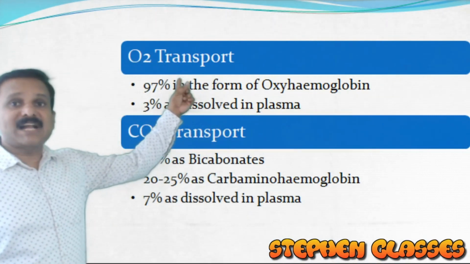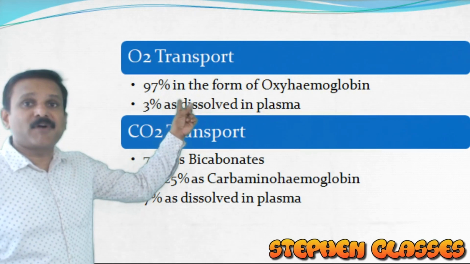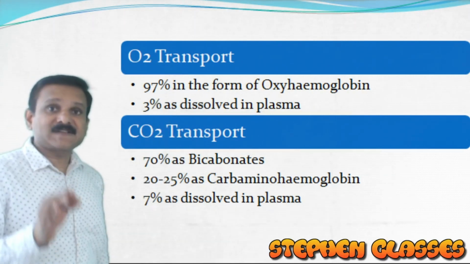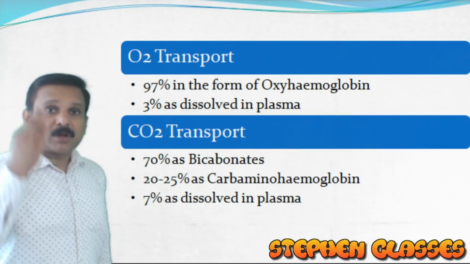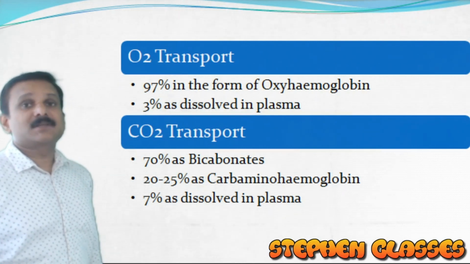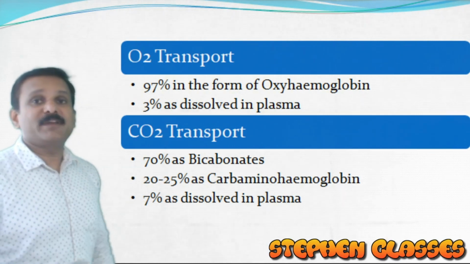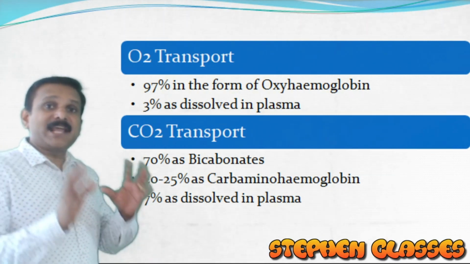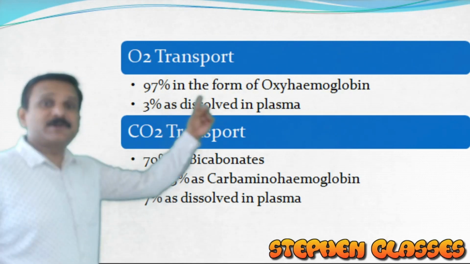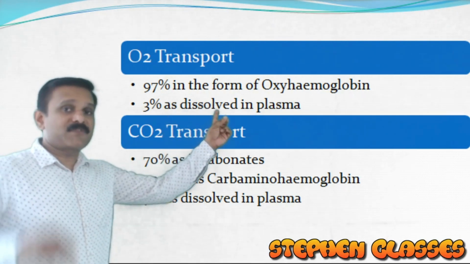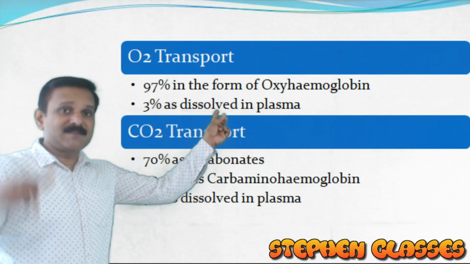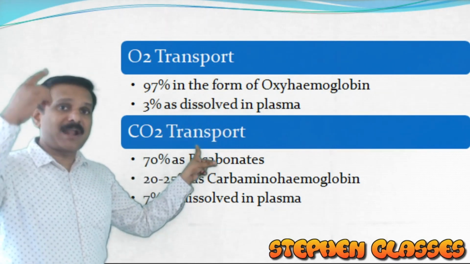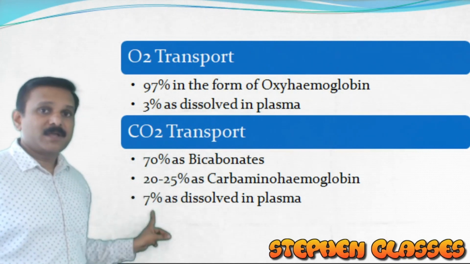First of all, oxygen transport: 97% will be in the form of oxyhemoglobin. The 97% of oxygen traveling from the alveolar region to tissues will combine with hemoglobin to form oxyhemoglobin. The remaining 3% of oxygen will be transported as dissolved in plasma. So from the alveolar region to tissues, oxygen will move in two ways. What about carbon dioxide movement from tissue to alveoli? In three ways they are moving.